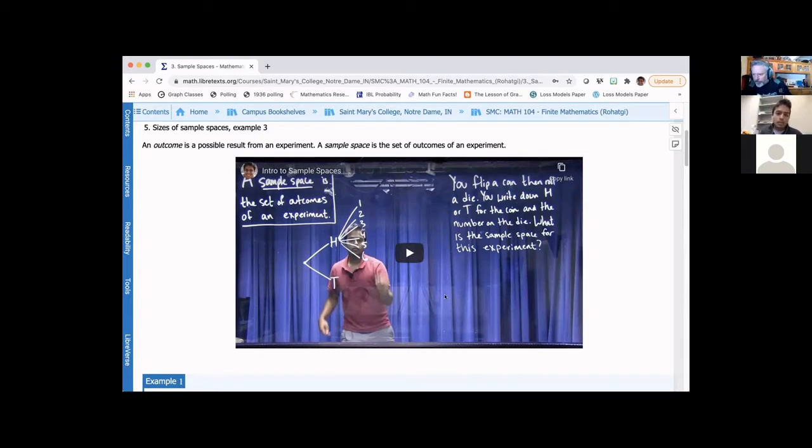Combining the flipped classroom, combining the Lightboard, and then putting it on to LibreTexts made everything kind of streamlined for one of the courses, which is Math 104. This is a course where students generally take this as the only math course, or maybe one of two math courses that they take at St.